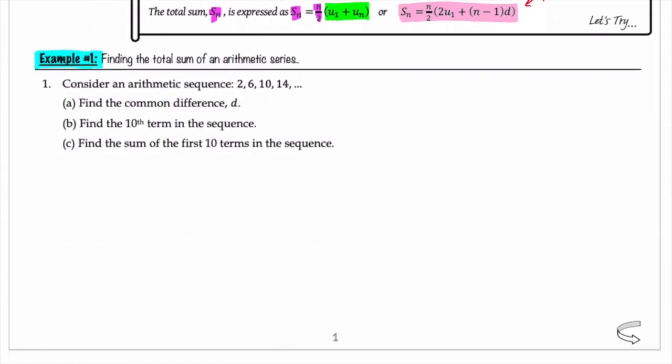Example number 1, finding the total sum of an arithmetic series. Consider an arithmetic sequence 2, 6, 10, 14, and so forth. Part A: find the common difference, d. Part B wants us to find the 10th term. And part C wants us to find the sum of the first 10 terms. I want you to pause the video, do parts A and B on your own, and we will come back to do part C.